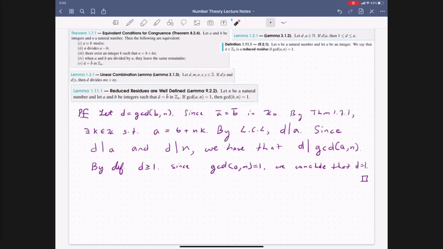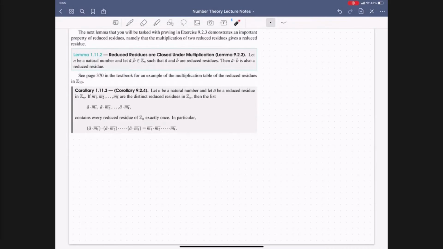So now we know that if a bar is a reduced residue, then any other representative, specifically b bar, is also a reduced residue if they are the same congruence class. Now that we have established that reduced residues are well defined, we are going to go ahead and assume the following lemma. And so this is that reduced residues are closed under multiplication. That is, if we have two reduced residues, we multiply them, we get back another reduced residue, namely a bar times b bar. So you will be proving this as part of your homework assignment in section 9.2, number 3. And so what we are going to do is actually generalize the theorem of Gauss to reduced residues.